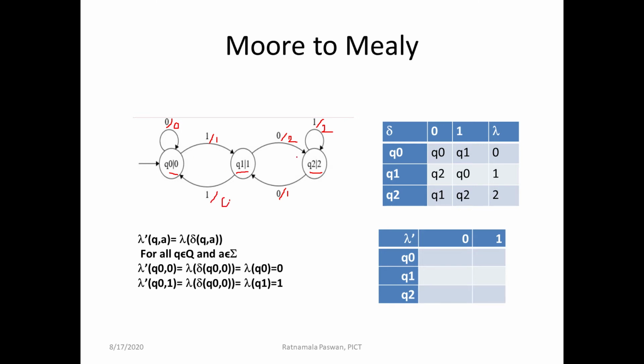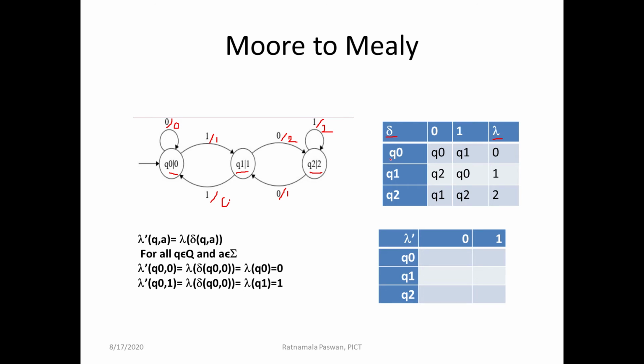Alternatively, with the help of the transition table we can also find lambda dash. This is the state function for the Moore machine and this is the machine function for the Moore machine. We can find lambda dash from this table as well. One method we have already seen from the transition graph, and the same can be used here. Otherwise, I'll tell you one more way.